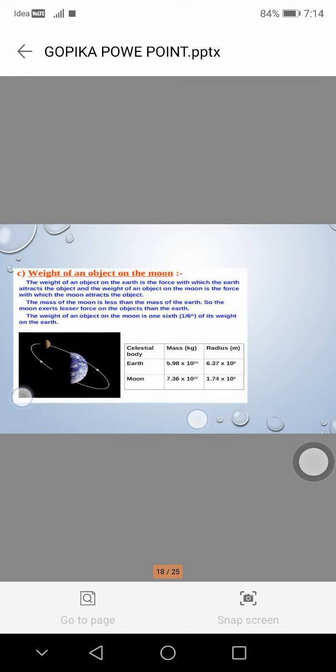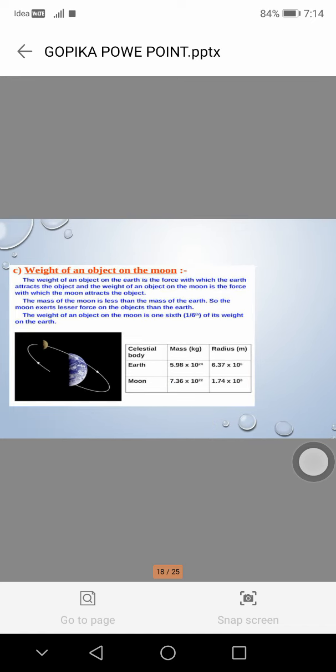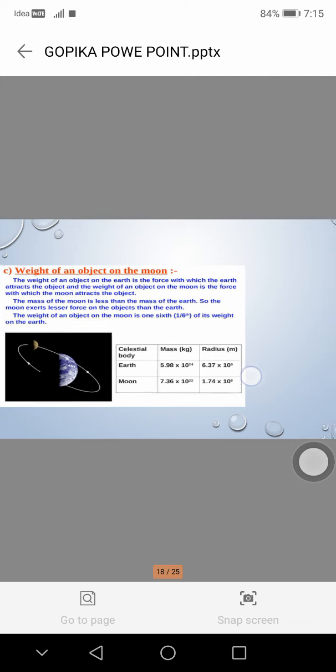Very interesting, this is. Weight of an object on the moon. So how can you identify? The weight of an object on the earth is the force with which the earth attracts the object, and the weight of an object on the moon is the force with which the moon attracts the object. I would like to repeat one more statement. The mass of the moon is less than the mass of the earth. The moon exerts lesser force on objects than the earth. The weight of an object on the moon is one-sixth of its weight on earth.